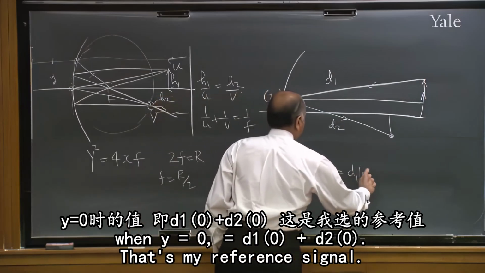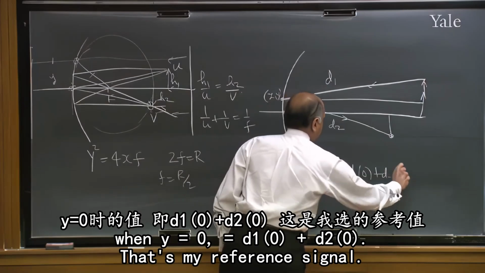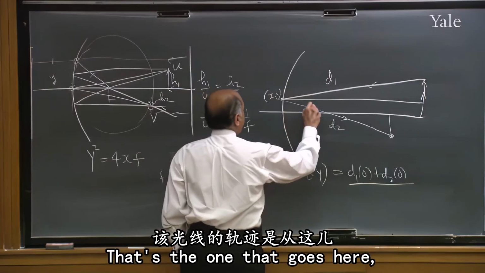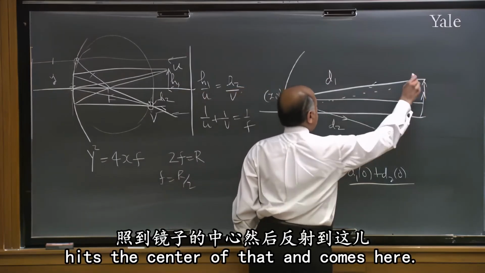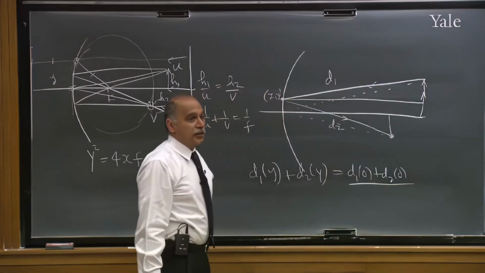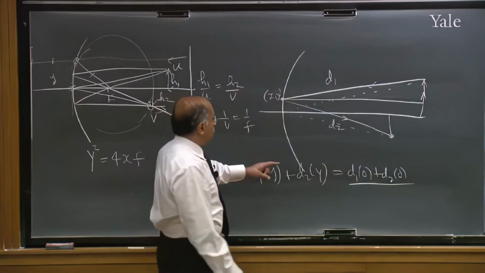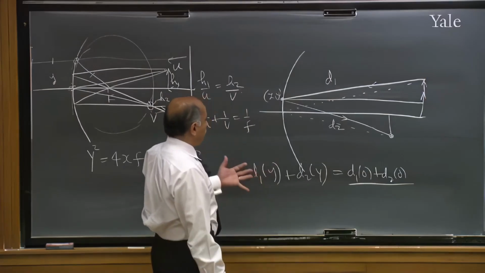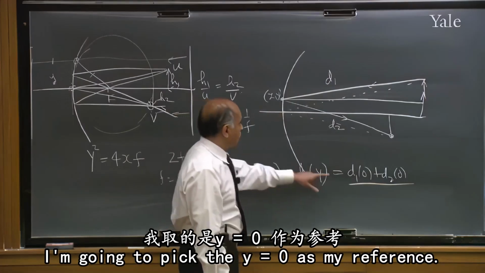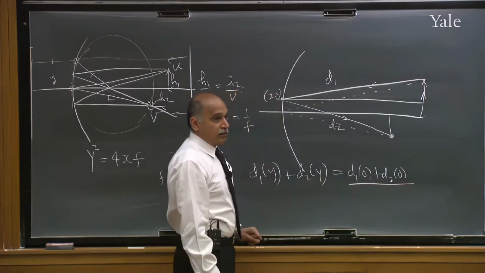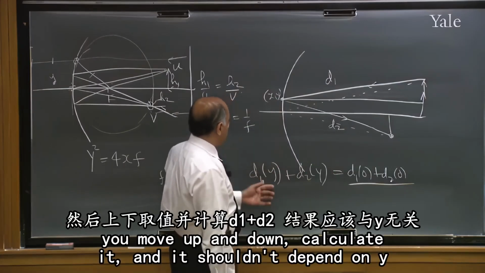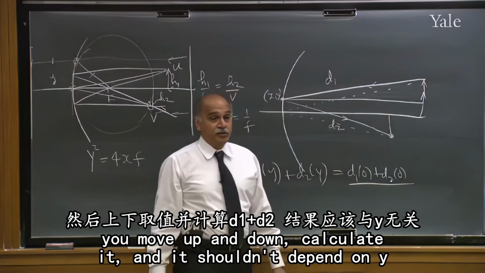Is equal to d1 0 plus d2 0. That's my reference signal. That's the one that goes here. Hits the center of that and comes here. You guys with me now? It should be independent of y. Therefore, it should be equal to the value of any y I like. I'm going to pick the y equal to 0 as my reference. Okay, you find the distance d1 plus d2 when y is 0. You move up and down, calculate it, and it shouldn't depend on y.